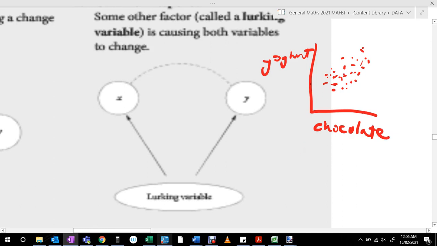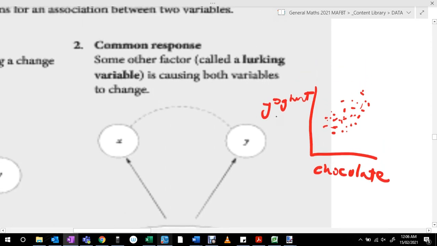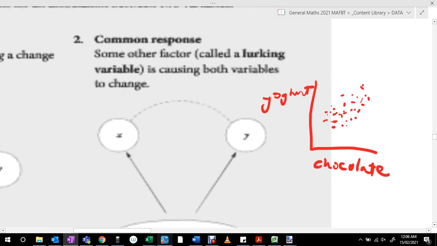But is there a correlation between the two? Well, who knows? But there is what we call a lurking variable that might actually be affecting both of them, which affects both variables to change. Could be, for example, that milk is a lurking variable, so the quality of milk maybe got better, so more people are buying either more chocolate or more yogurt. Who knows? But it's a lurking variable that we might not necessarily know. So that is what we call a common response, where a lurking variable affects both variables.